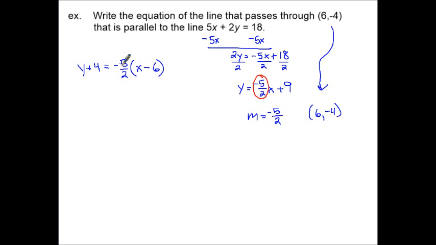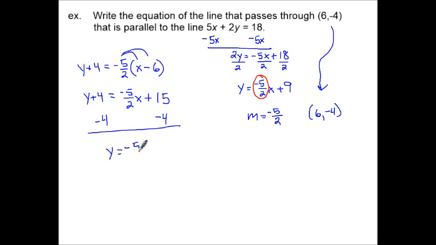Again, two steps to clean up. Distribution, negative 5/2x. Then negative 5/2 times negative 6. Well, first of all, I know it's going to be positive, and then 5/2 times 6 is going to be 15. I've got my y plus 4 that I just bring down, and then again, to get the y by itself, I just cancel out the 4, in this case by subtracting. And I've got y equals negative 5/2x plus 11. And there is my final answer.